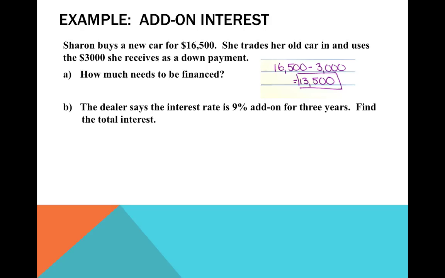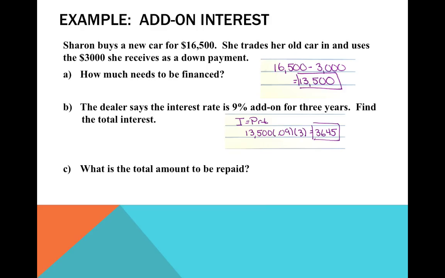Another question that could be asked could be, the dealer says the interest rate is 9% add-on. There's the key that I'm using, that add-on formula, for 3 years. Find the total interest. I just want the interest. I need to make sure I'm reading the problem. So that's just the PRT, the formula we went over from 13.1. So $13,500, the interest rate is 9%, 0.09, for 3 years. That comes out to $3,645. I didn't round that.